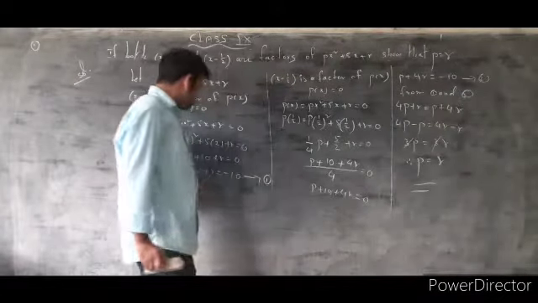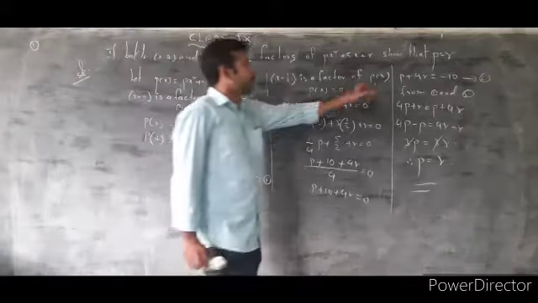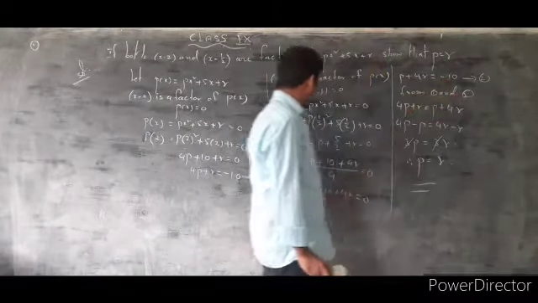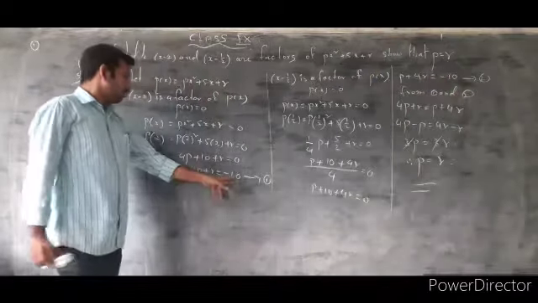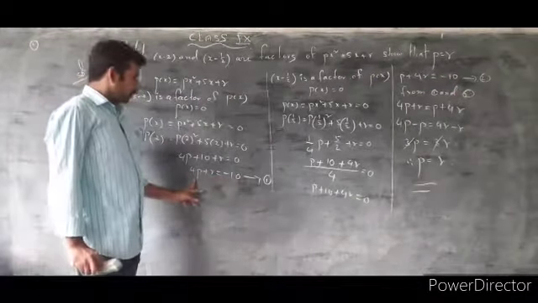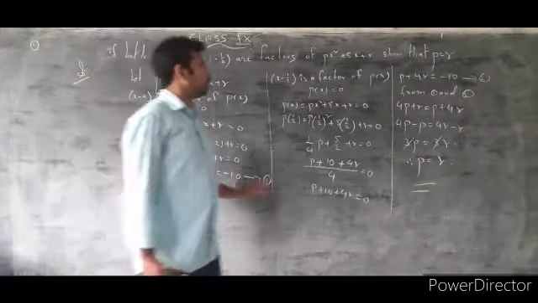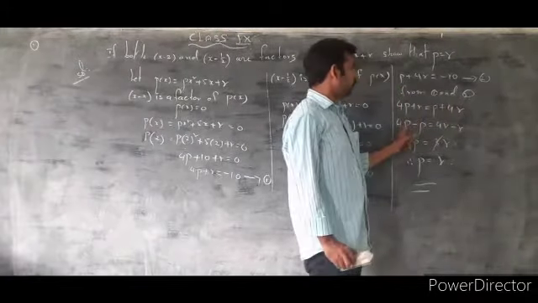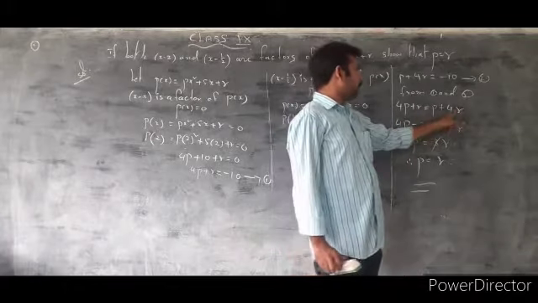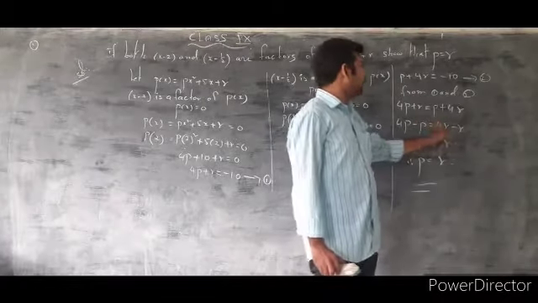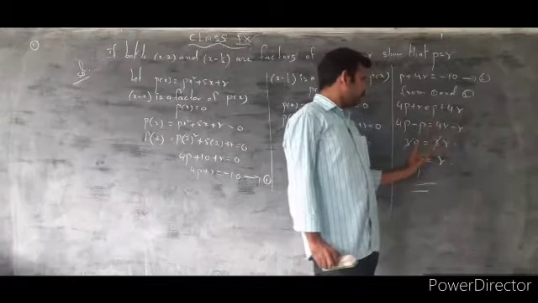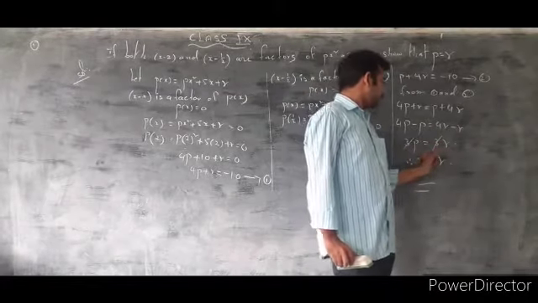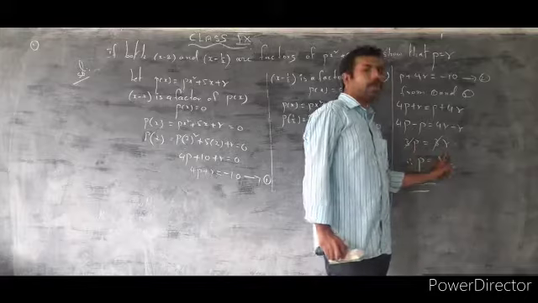Equation 1 is 4p plus r equal to minus 10 and equation 2 is p plus 4r equal to minus 10. The RHS are equal. So now the LHS are equal. 4p plus r equal to p plus 4r, so 4p minus p equal to 4r minus r. 4p minus p equal to 3p equal to 4r minus r equal to 3r. So 3 cancels, and p equal to r.